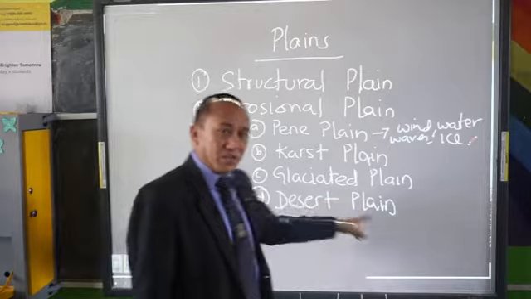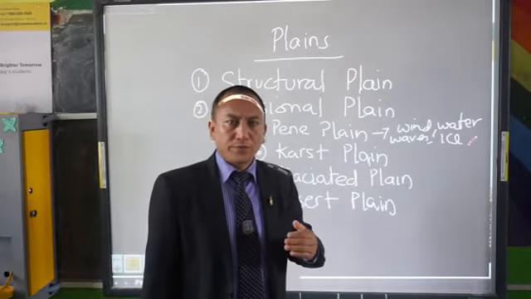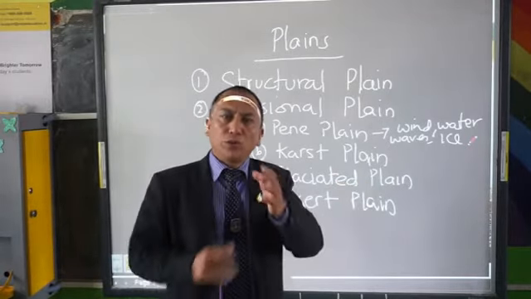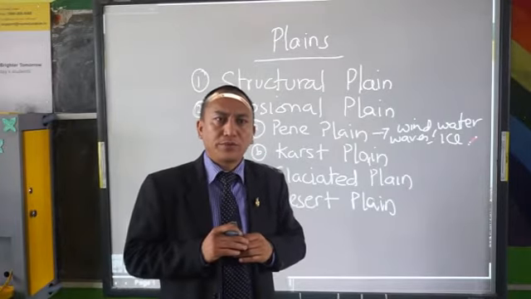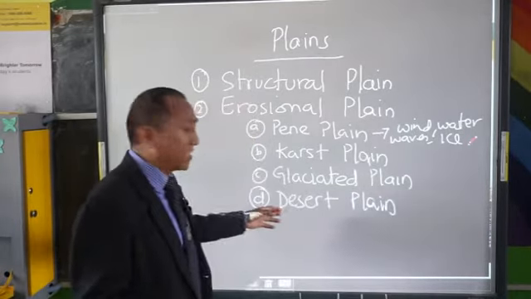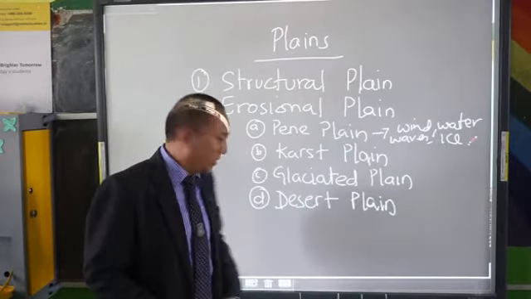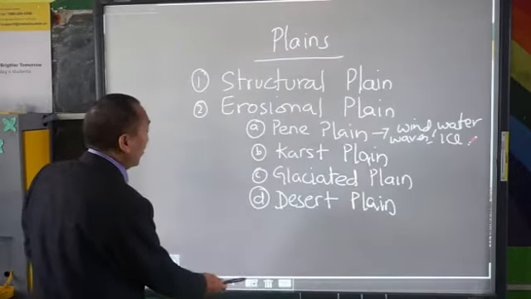So in the case of desert plains, when the wind blows in the deserts, the sands are all blown away to the edges of the deserts, creating a plain area called a desert plain. Okay. Now let's go to the next one.